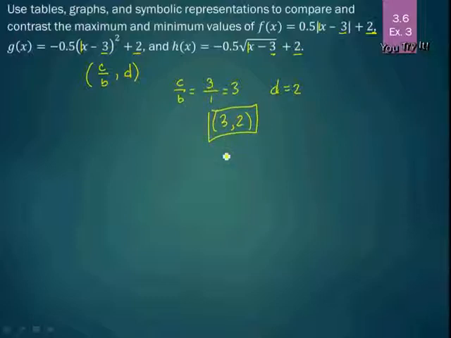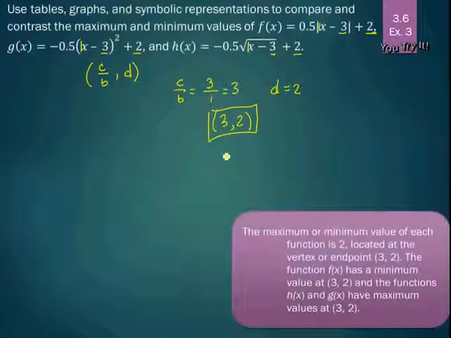And so we do have our answer, and let's summarize. We see the maximum and minimum value of each function is 2, located at the vertex or endpoint of (3, 2). The function f(x) has a minimum value at (3, 2), and the functions h(x) and g(x) have maximum values at (3, 2).